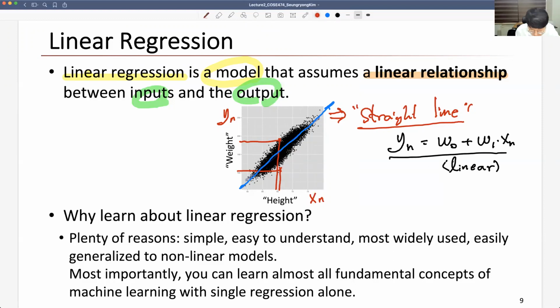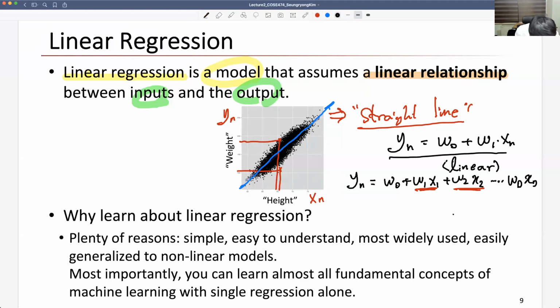Okay, if we represent this straight line in a general form, we can represent yn as w0 plus w1 x1 plus w2 x2 and so on, up to wt xt, something like that, right? In here, this is a linear combination, right? So that's why this equation is called the linear equation.